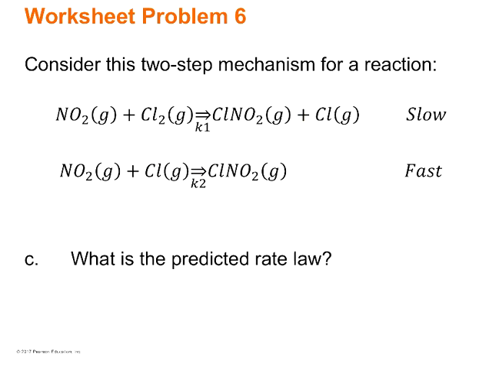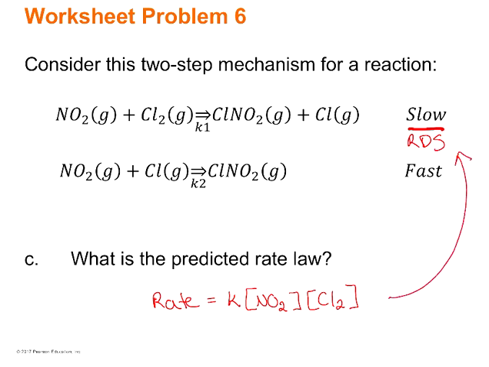So what is the predicted rate law for this reaction? Now remember, it depends on the slow step. So the slow step in this case was the first one. So our predicted rate law is K times the concentration of NO2 times the concentration of Cl2. So the rate determining step is what determines our rate law. And I'm just going to draw an arrow to really hit that home there.